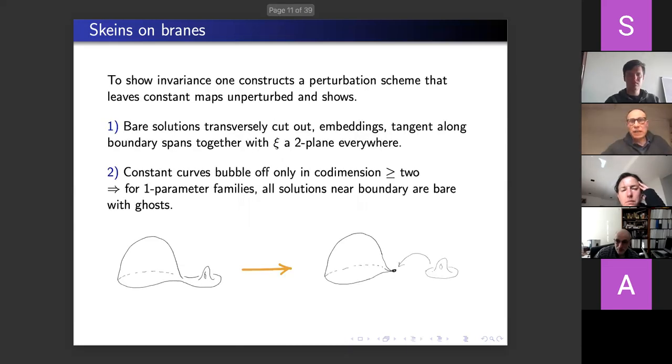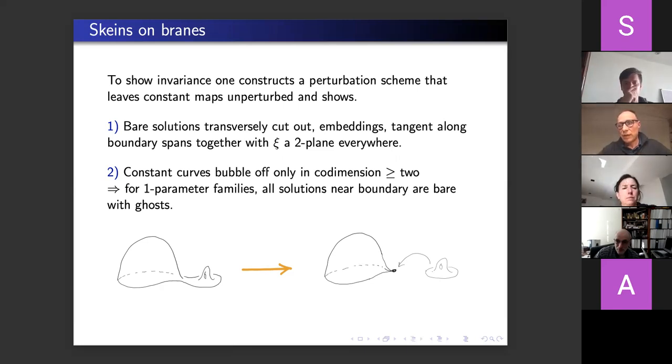Okay, let me now tell you why this is invariant. The first thing here is not so serious. One has to find some perturbation so that the bare curves are maximally transverse. They would be 2-dimensional objects in 6-dimensional space, so their embeddings, their tangents, are nowhere parallel to this vector field and so on. That's not so hard.